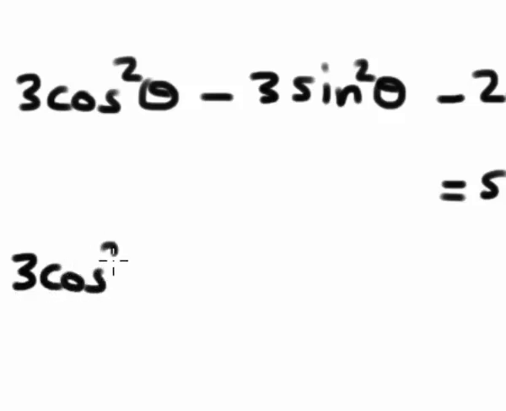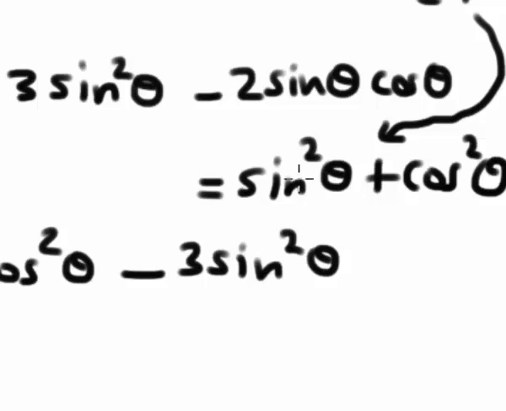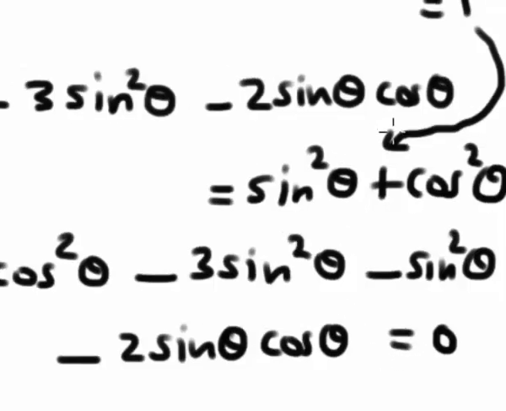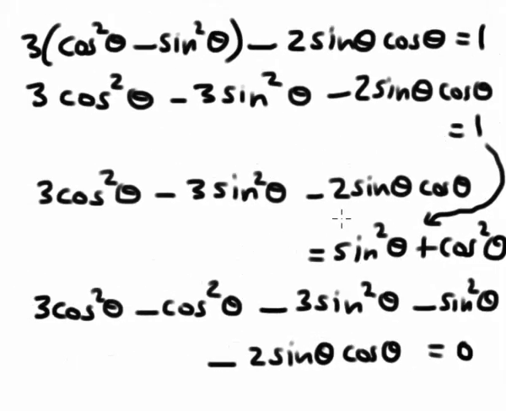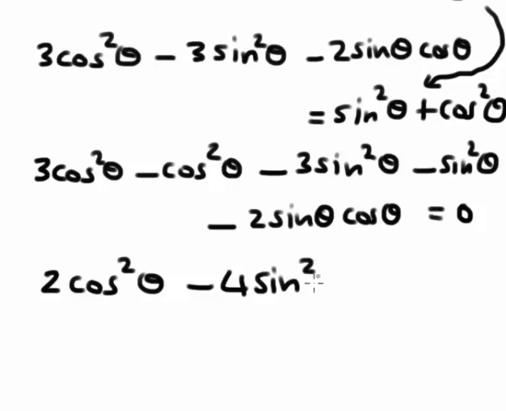You've got 3 cos squared minus the cos squared theta. If you bring that across, then you've got -3 sine squared theta, and then if you bring that sine squared across, you get this. Okay, and then we've got -2 sine theta cos theta, and that is equal to 0. Okay, because you brought these two across. Now let's collect the like terms. Watch this. 3 coses minus 1 cos is 2 cos squared theta. This is -4 sine squared theta, and you've still got -2 sine theta cos theta, and that equals 0.